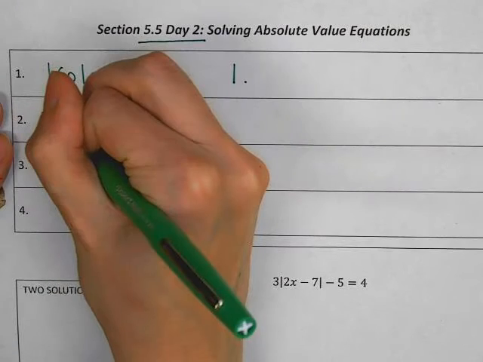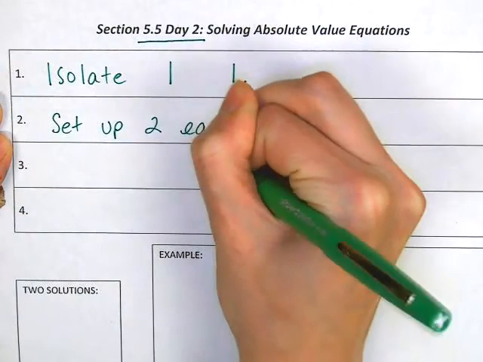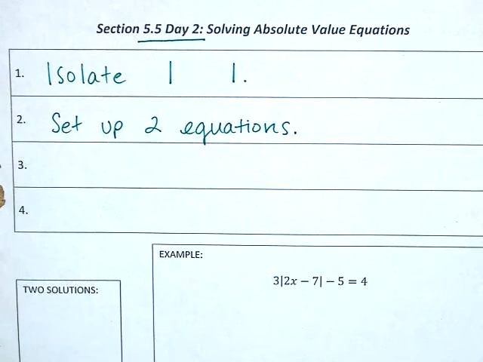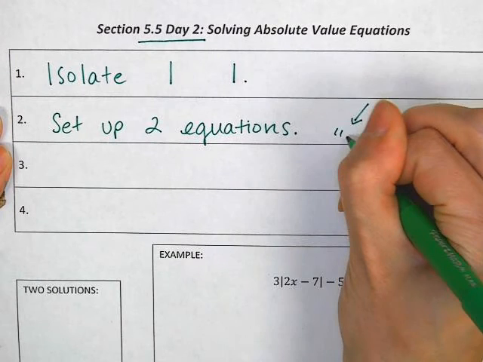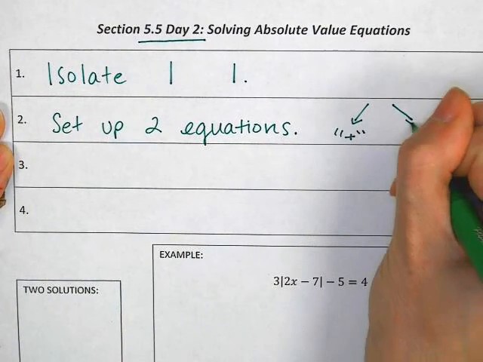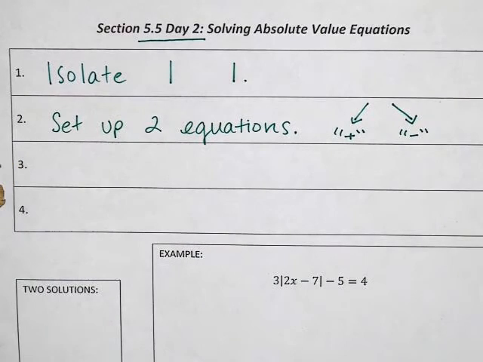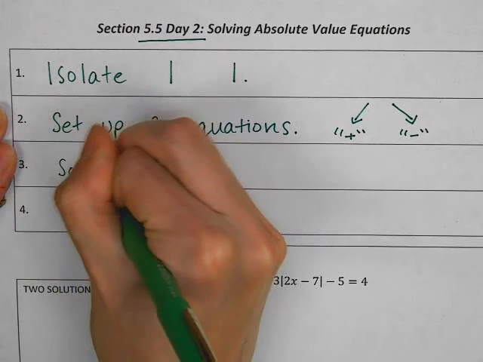Set up your two equations. And remember, one of them is going to be equal to the positive version of the number on the right, and one of them is going to be equal to the negative version of the number on the right. And then step 3 is solve. Just solve.